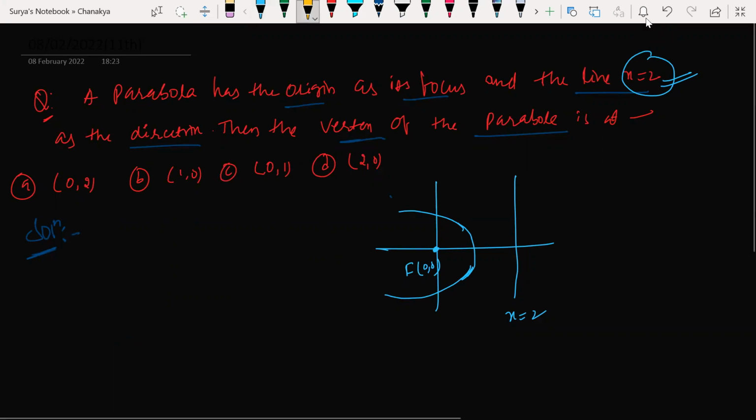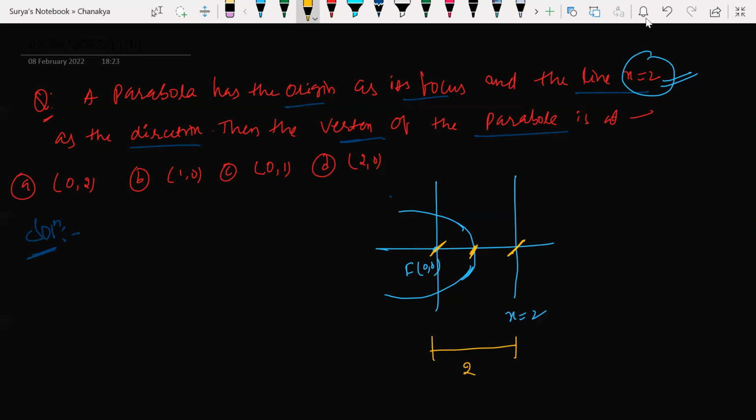Now if you observe this properly, he's asking us to find the vertex. What is this coordinate going to be? This is my 0 here. From this to this, what is the length? How many units? 2 units, of course. Then 2 units means, look, this is exactly the middle. Am I correct or not?